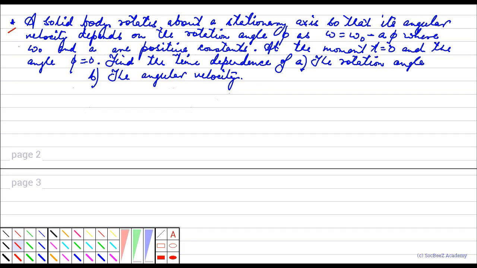So in this case the angular velocity is basically given by omega. I have been given that omega is equal to omega naught minus a phi, where omega naught and a are positive constants. I have been given the condition that at t equals 0, phi is equal to 0, that is the rotation angle was equal to 0 at t equals 0.